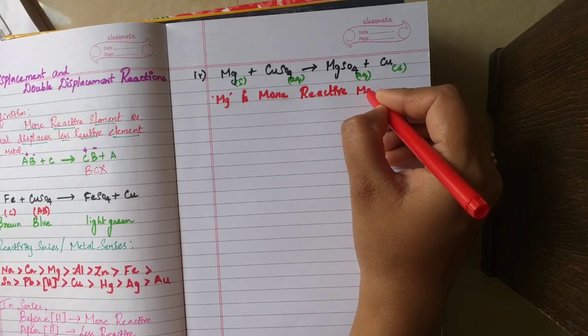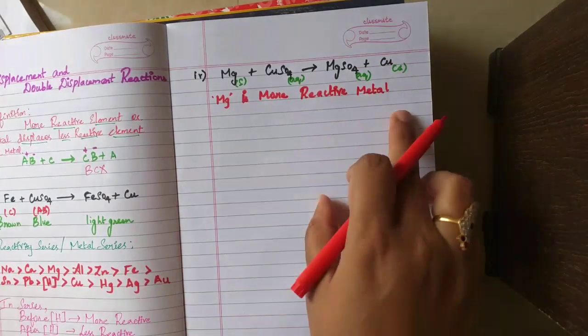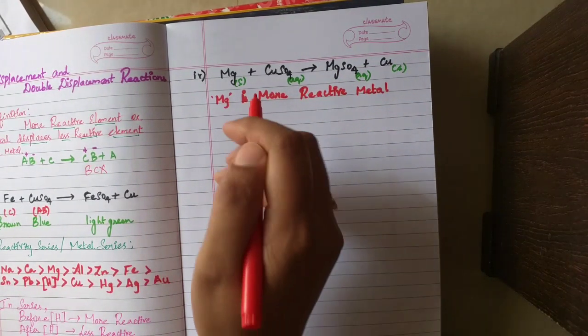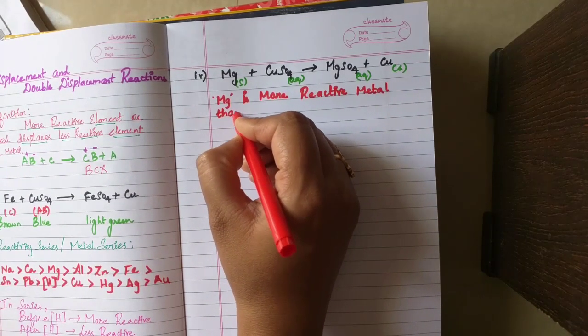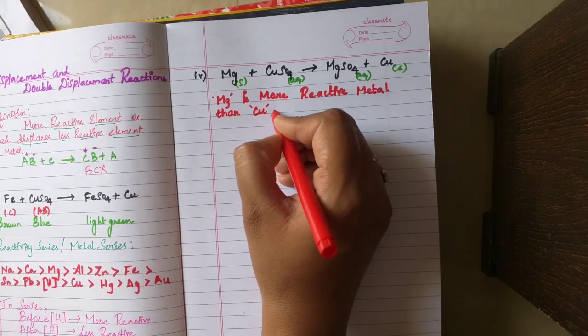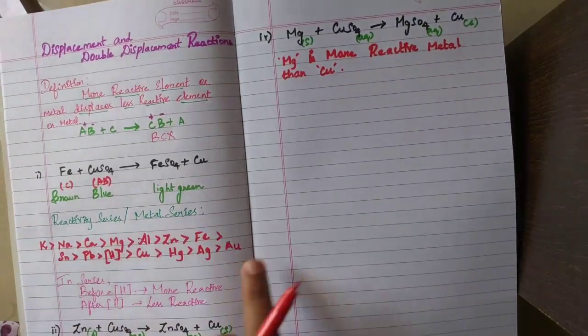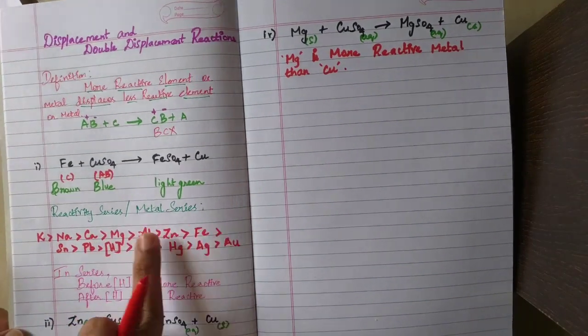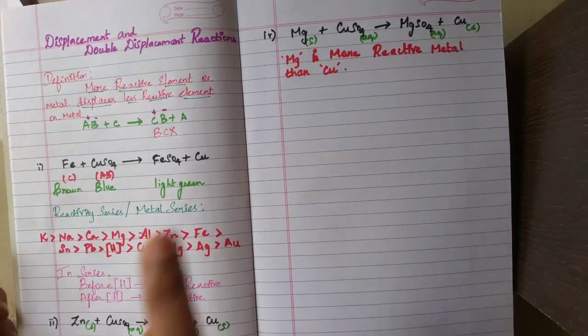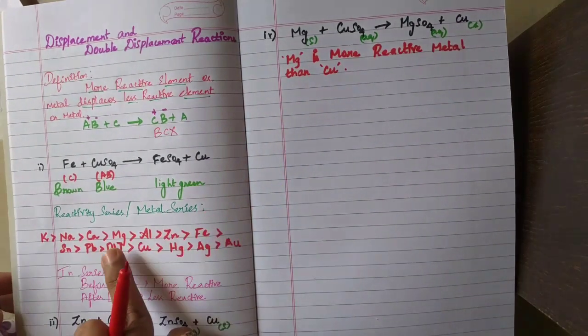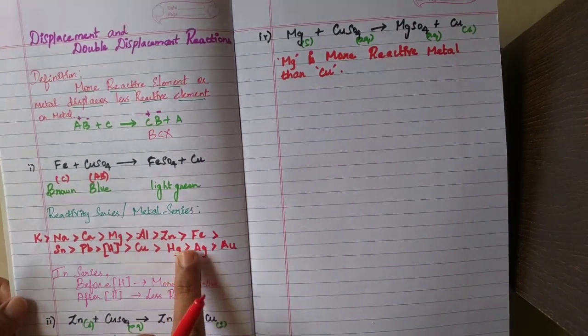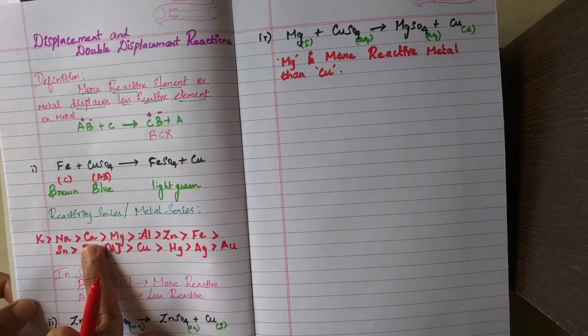You should not write like this, more reactive than which metal, that one you should represent, than copper. Okay, because you should not tell only magnesium is more reactive. Many metals are there. Comparing with one another, it is more reactive. So comparing with copper, it is more reactive. Or comparing with mercury, or comparing with silver, gold, it is more reactive. Okay, students. Okay, next.